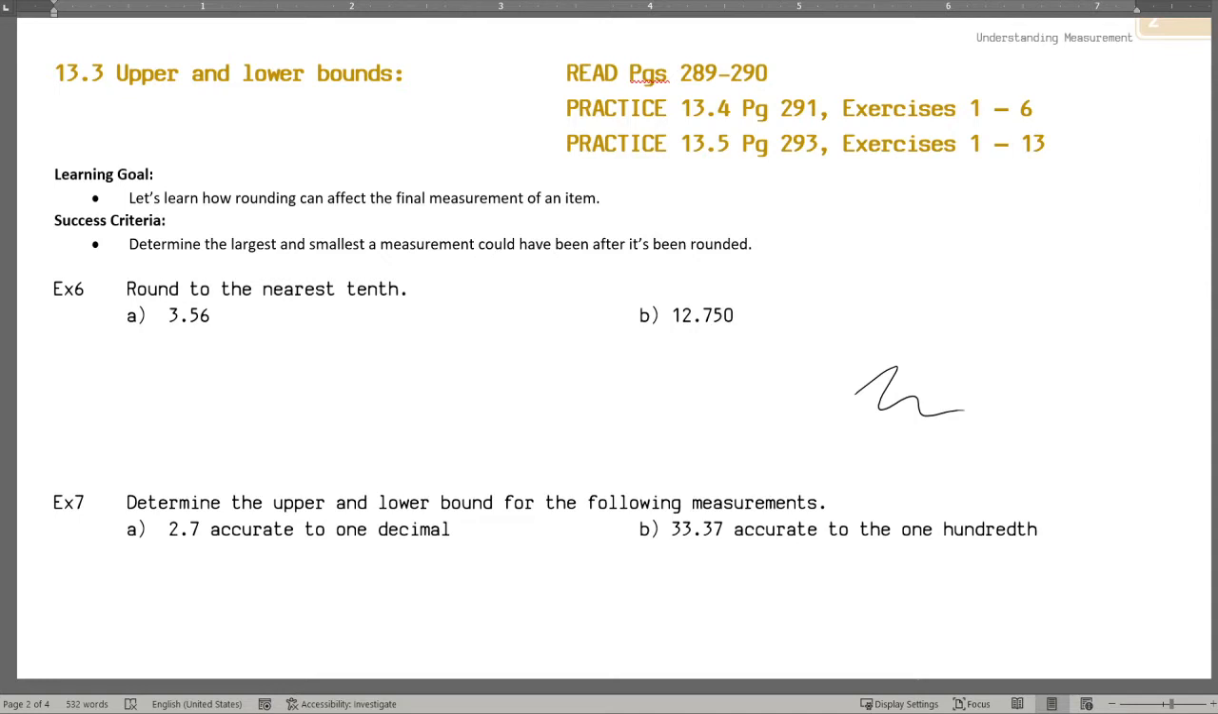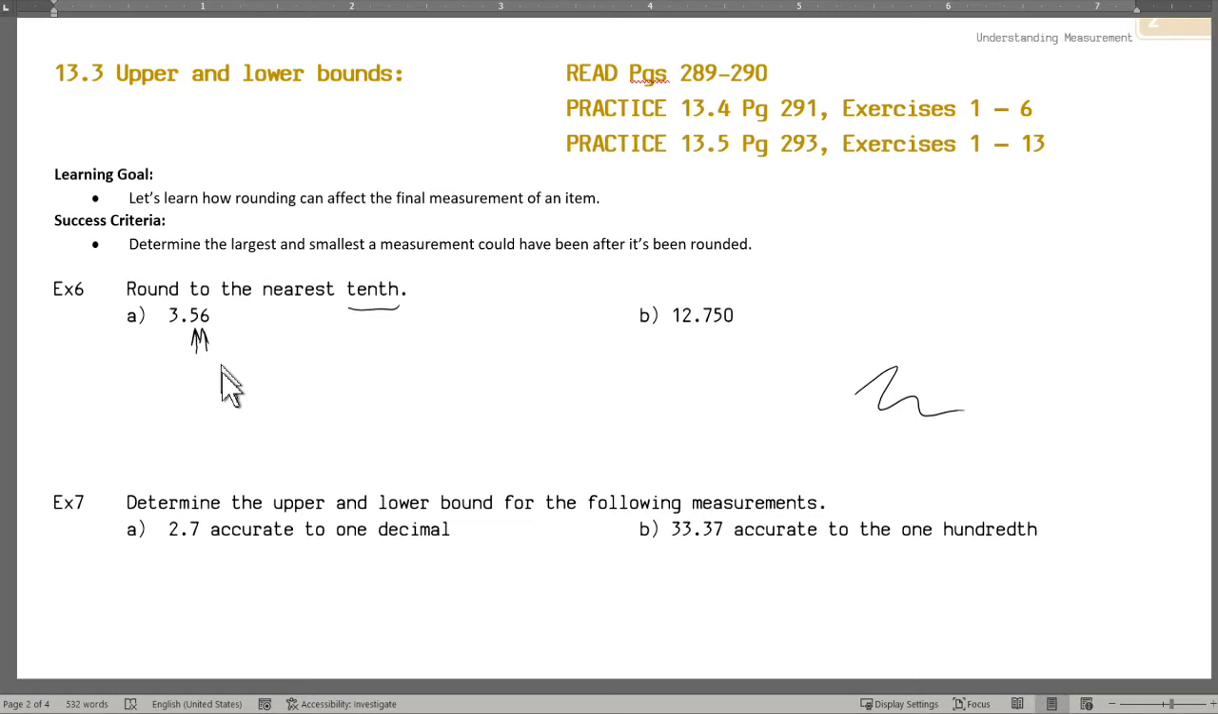Okay, hey, so we're making a video about upper and lower bounds here. First, we're going to review the idea of rounding. So rounding to the nearest tenth means this is the 10th position. This is the 100ths position right there. And we're going to need to round to the nearest tenth.